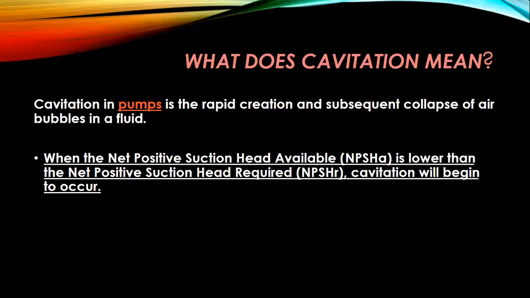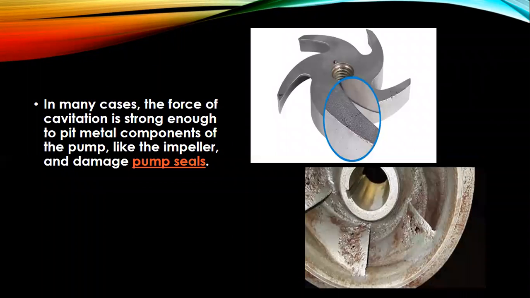When the net positive suction head available is lower than the net positive suction head required, cavitation will begin to occur. Generally, it occurs due to insufficiency of the available NPSH. In many cases, the force of cavitation is strong enough to pit metal components of the pump, like the impeller, and damage pump seals. Here you can see an impeller and there is some deformation on the surface.